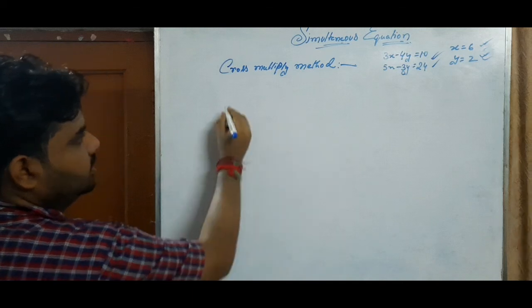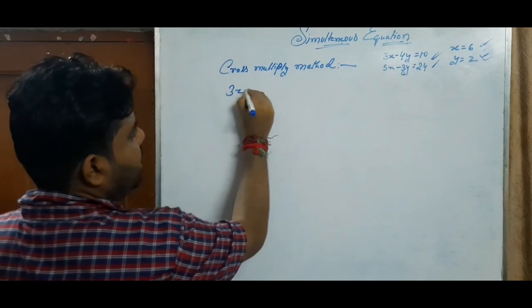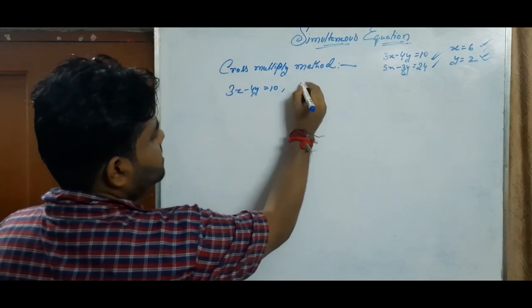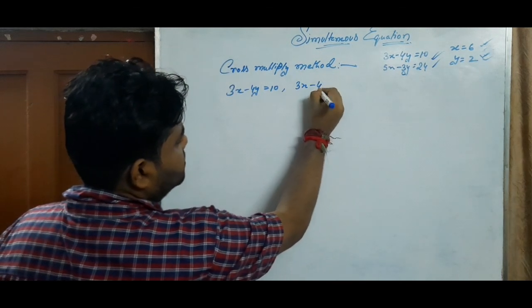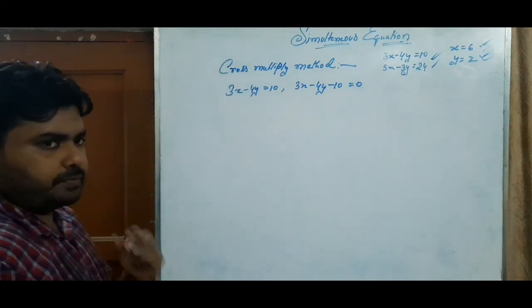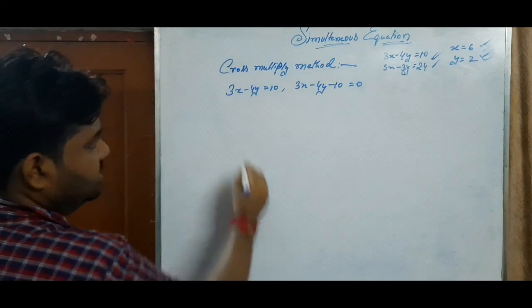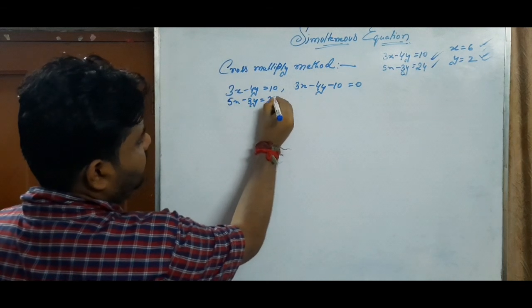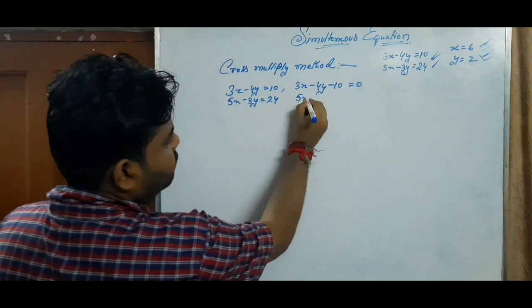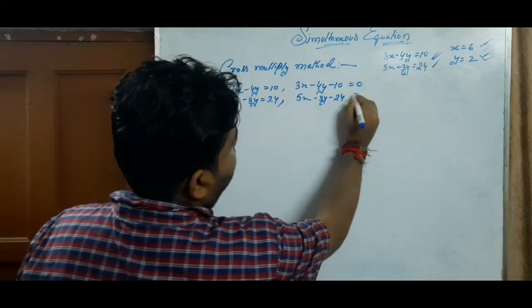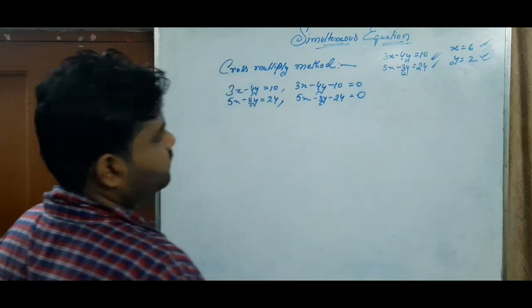The first equation, that is 3x minus 4y equals 10, we can write as 3x minus 4y minus 10 equals 0. The next one, that is 5x minus 3y equals 24, we can write as 5x minus 3y minus 24 equals 0.